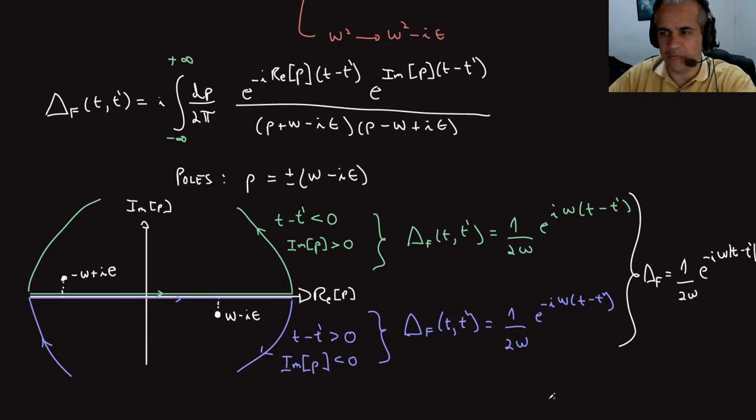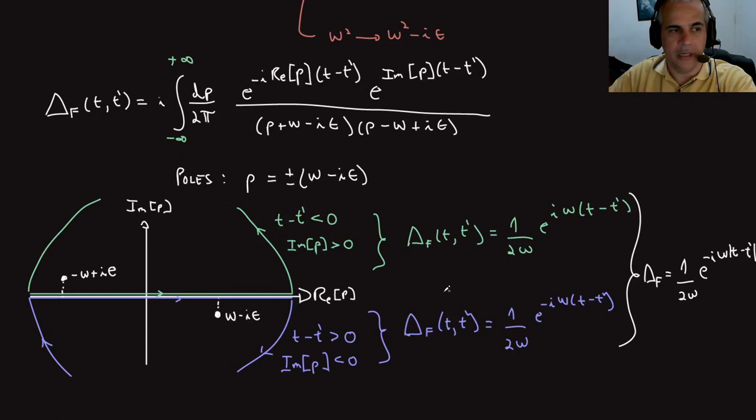Now that we have a proper inverse for this function, we have this delta Feynman here. Let's see what kind of boundary conditions for the evolution, I mean, for the coordinates, can be consistent with that delta function.